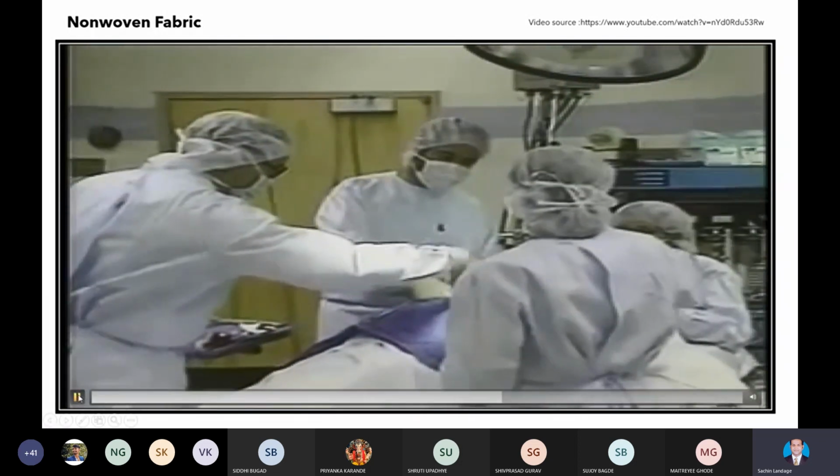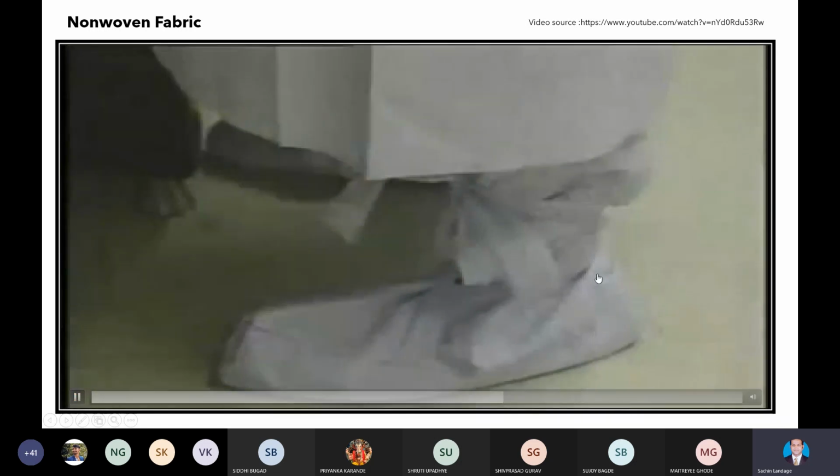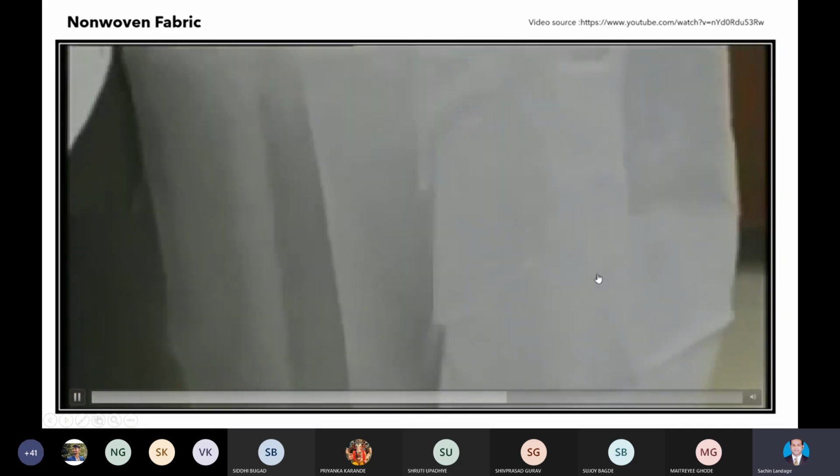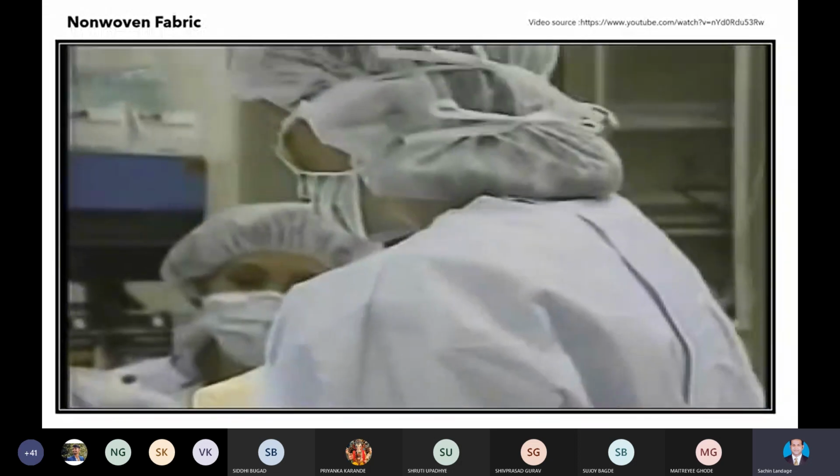They provide a breathable barrier that transmits moisture vapor but not fluids, and they cost less per use than laundered products. So these are the PPE kits which are manufactured by using the non-woven fabric.